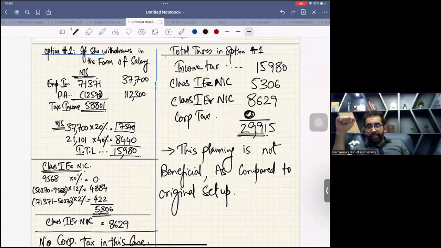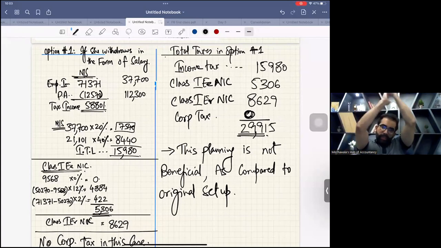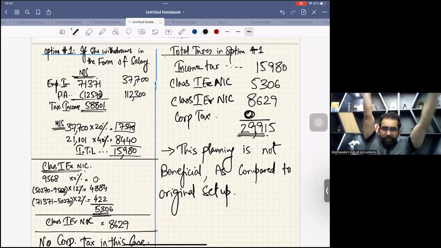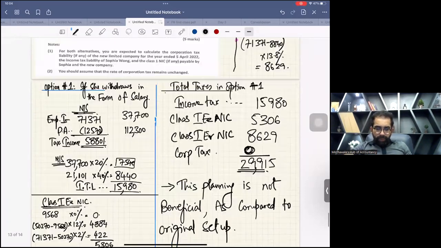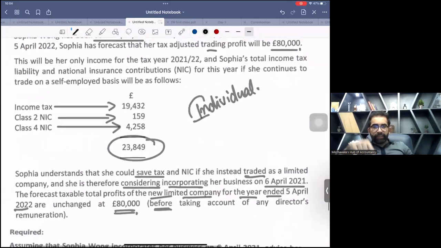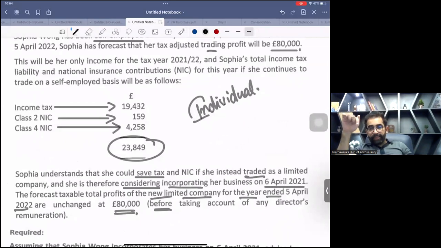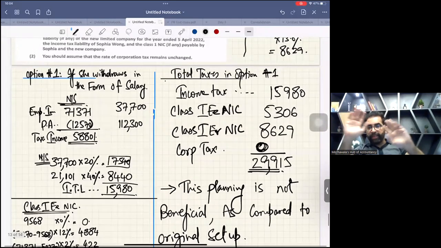Now, if you have your exam kit, open your exam kit and see the question. Compare it with the existing package. This planning is not beneficial. Now let me see the question. The existing package of tax was 23,849, and in the first package the answer is 29,915. So this first planning is not beneficial and not recommended.